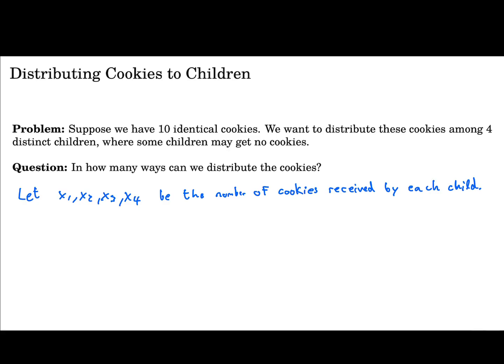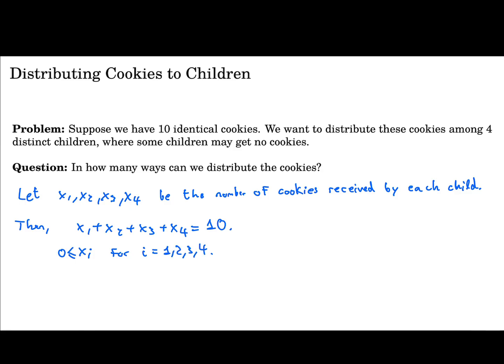Now what do we know? We know that x1 plus x2 plus x3 plus x4 is equal to 10. And we know that each one of the xi's has to be between 0 and 10. Obviously if it's larger than or equal to 0, then it has to be less than 10, so we don't necessarily need to write that. But essentially, let's write xi is larger or equal than 0 for i equal to 1, 2, 3, 4.